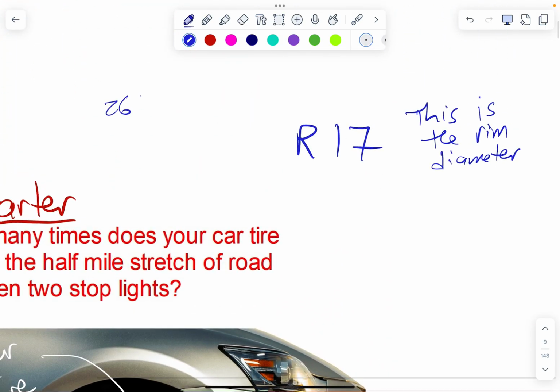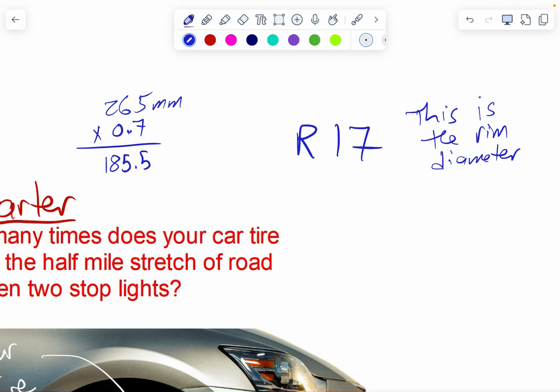Okay, so 265 millimeters. Is that what you said? Wide. And then times 0.7. That's her aspect ratio, which is the height. The wall height is 70% of the width. So times 0.7. Can someone do that real quick? 185.5. Okay, so this is how tall the tire's height is from the rim to the edge of the tire. It is 185 millimeters.